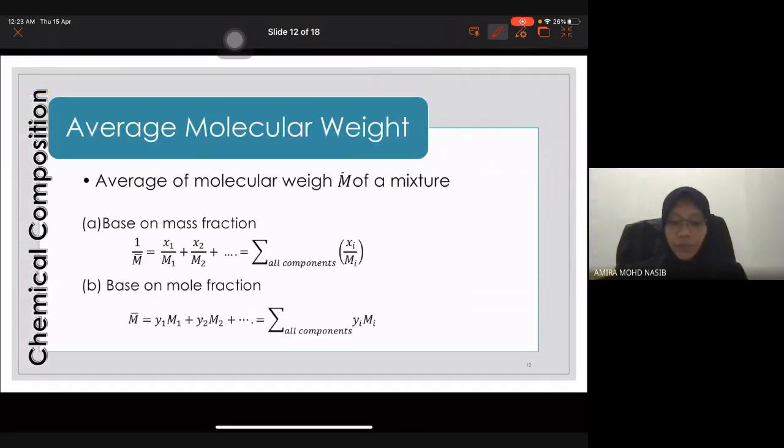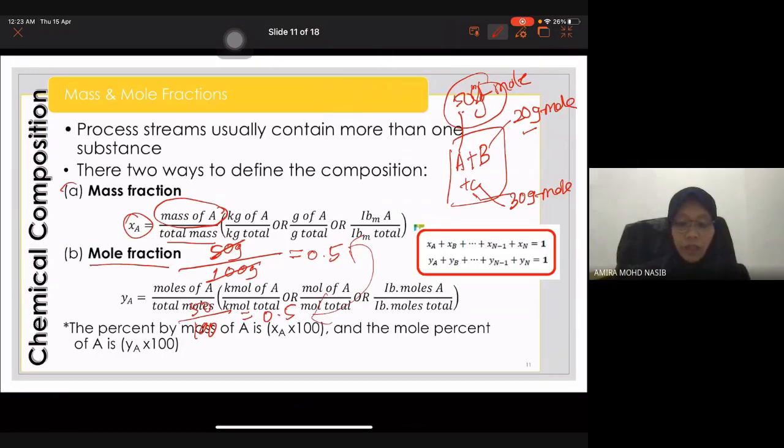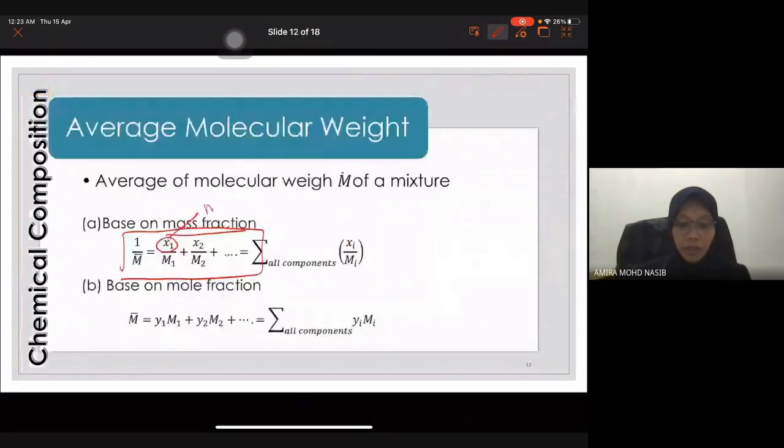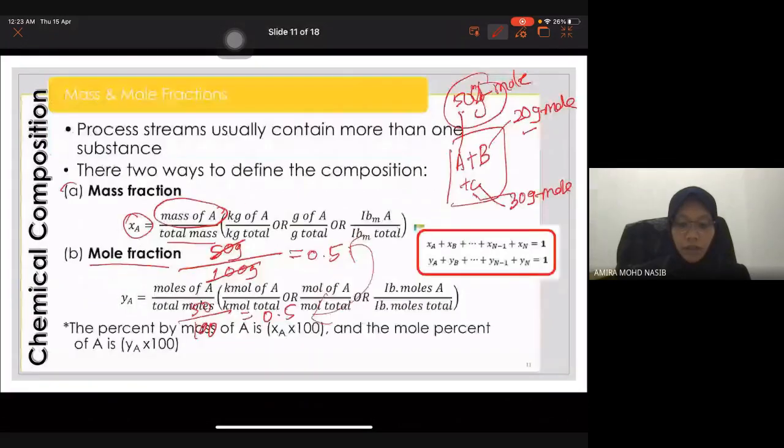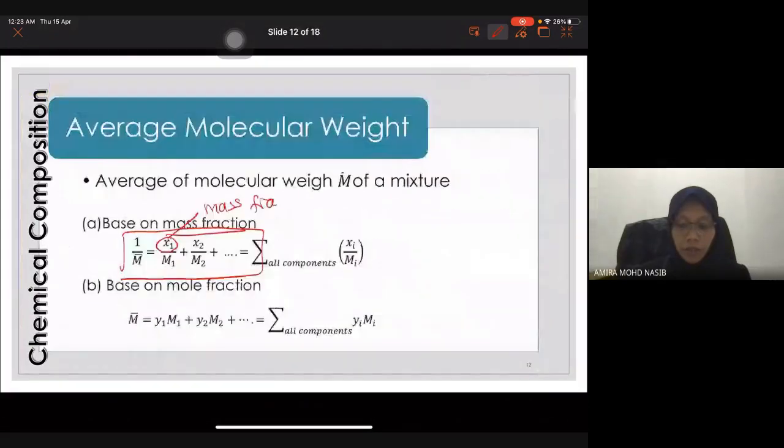Next, average molecular weight. So these are the equations based on mass fraction. X means mass fraction. If based on mole fraction, then you use Y. So these are the equations. This is for mole fraction.